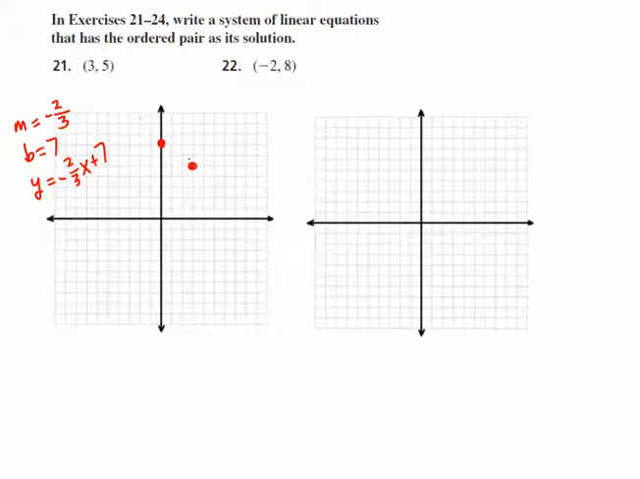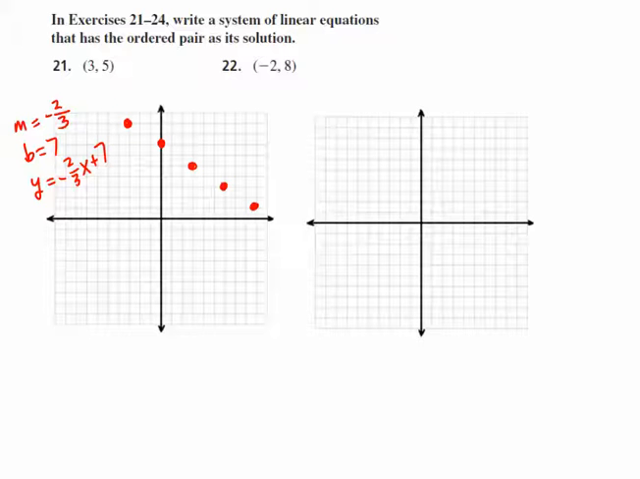I can continue and put some more points down there if I want. Down 2, right 3. And I can go backwards in the other direction, up 2, left 3. And so that would be my line there.